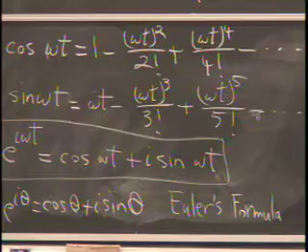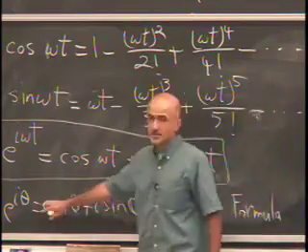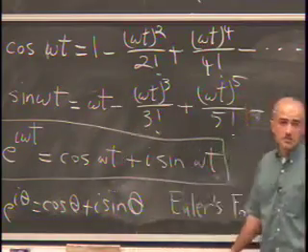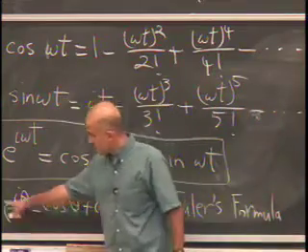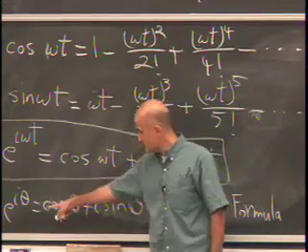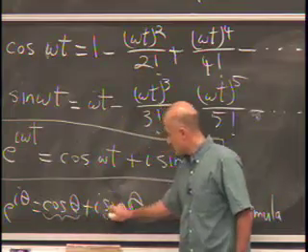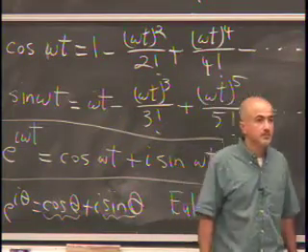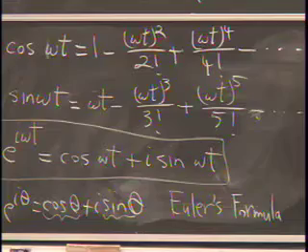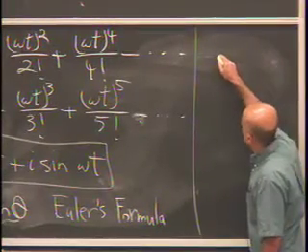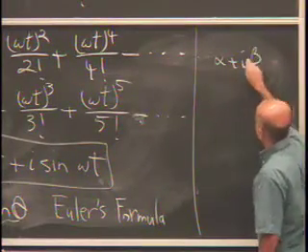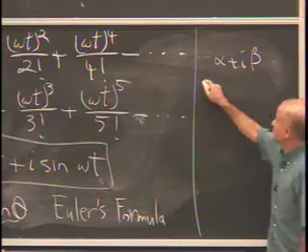And this is what makes it clear why e to the i omega t, or e to the i theta, is actually sitting on the unit circle. Because look at the magnitude of this complex number. This is a complex number, right? This is the real part. This is the imaginary part. What's the magnitude of this number? Why? So here we have alpha plus i beta. This is a complex number. What's the magnitude?